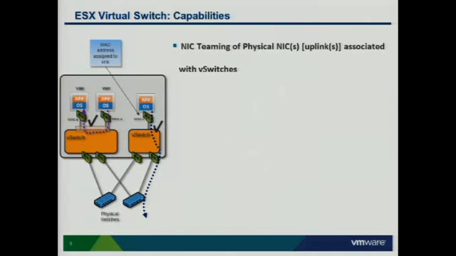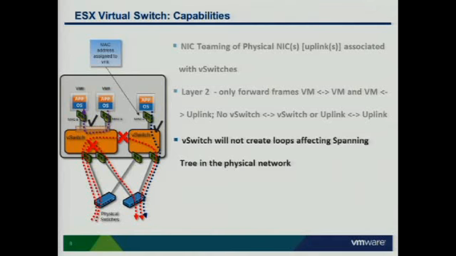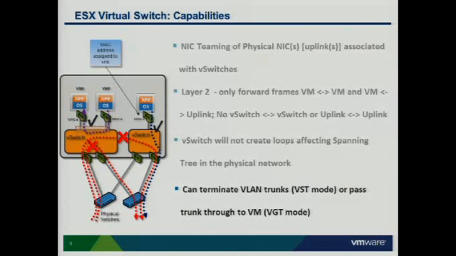Now for the virtual switch, right out the door, capabilities. We do NIC teaming of the physical NICs, the uplinks associated with the vSwitches. It's a layer 2 model, so we only forward frames from VM to VM and VM to uplink. But we don't actually forward between vSwitch and vSwitch or uplink to uplink. And the vSwitch will not create loops affecting spanning tree in the physical network. We can terminate VLAN trunks with our virtual switch tagging mode or pass-through trunk through the VM in virtual guest tagging mode.